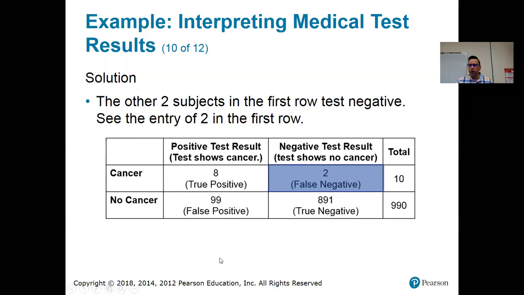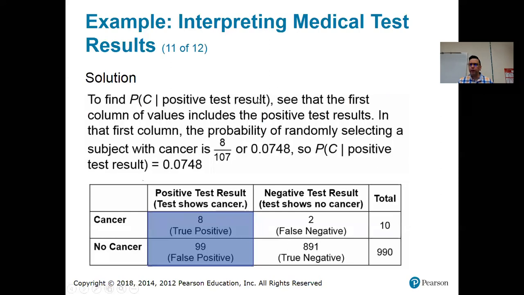So the question was, find the probability that the person has cancer given that they tested positive. We talked about 2 different ways to do conditional probability. You can use what's called the intuitive approach, which, if your data is organized in a table, is usually easier. Otherwise, you can use the formula that we talked about. So let's use the intuitive approach for this.